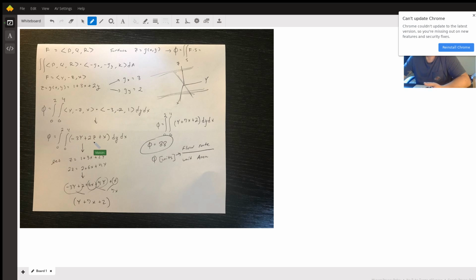You'll find out that there's a z, and essentially you were already given z as the surface, so substitute z in terms of x and y, simplify it down, and you should be left with the double integral 0 to 2, 0 to 4 of y plus 7x plus 2 dy dx. I chose dy dx, and I reached a flux value of 88.